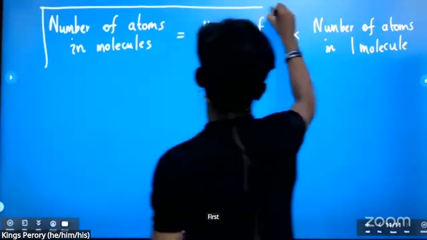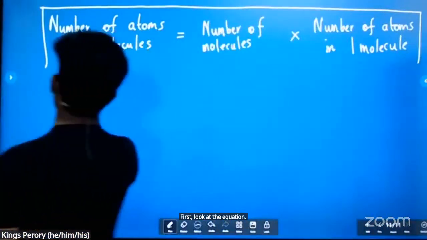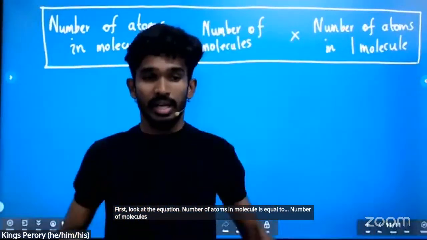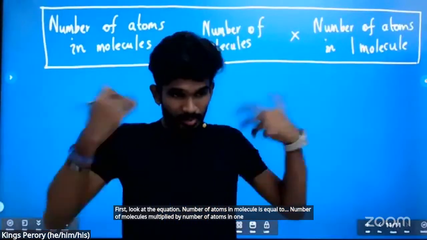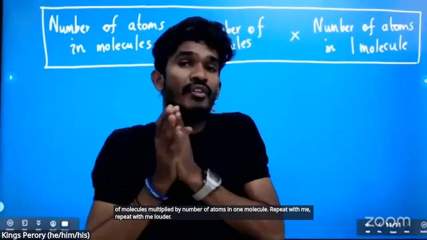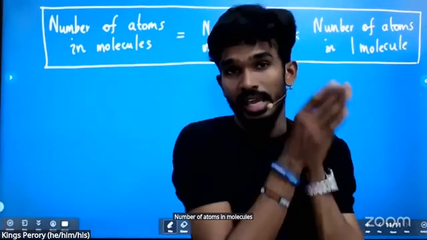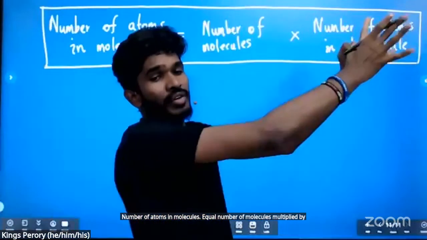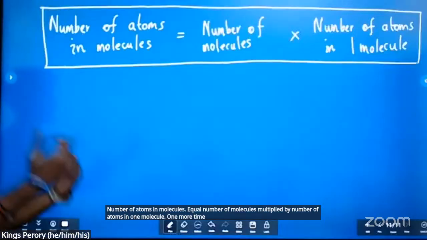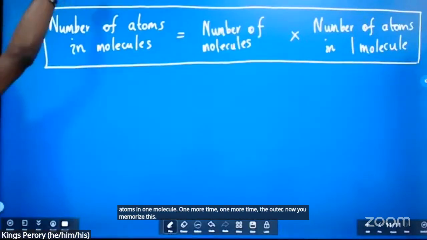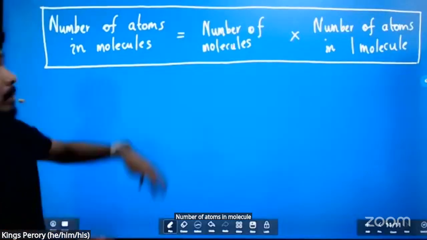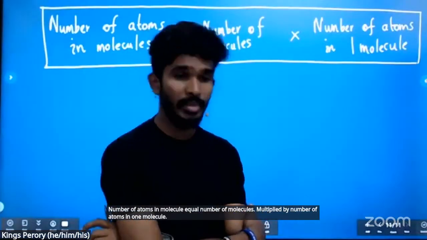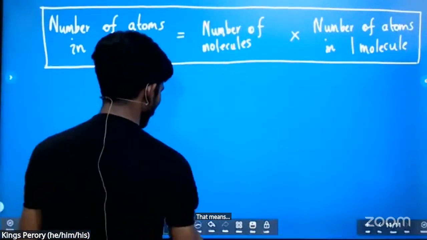You won't understand initially. First, look at the equation. Number of atoms in molecule is equal to number of molecules multiplied by number of atoms in one molecule. Repeat with me louder. Now you memorize this. Number of atoms in molecule equal number of molecules multiplied by number of atoms in one molecule.